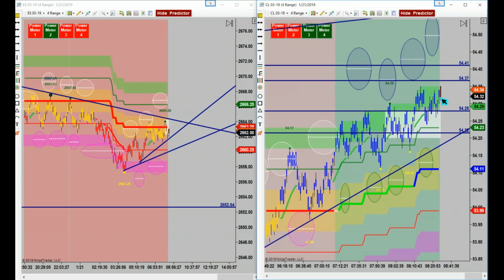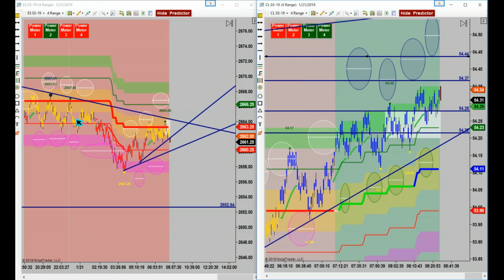Makes me a little more nervous on oil if it doesn't pop this bar. See how now predictor is saying all the way up here, though? See, it's analyzing that price action. Now, does it mean it's going to get there? No. But with the price action that it's doing, that's where it's predicting that it will go. Okay, just now open, so be careful.